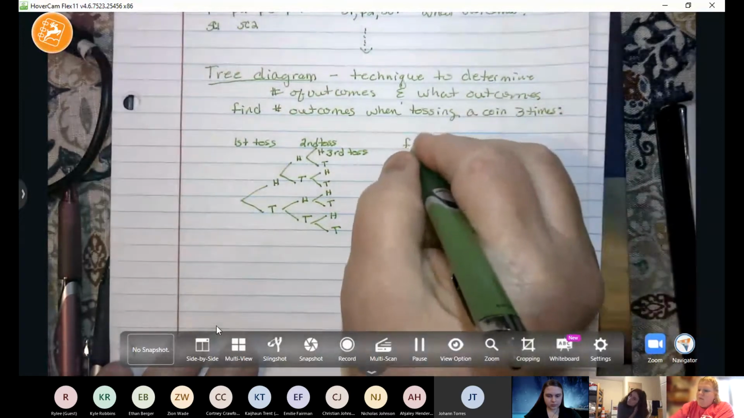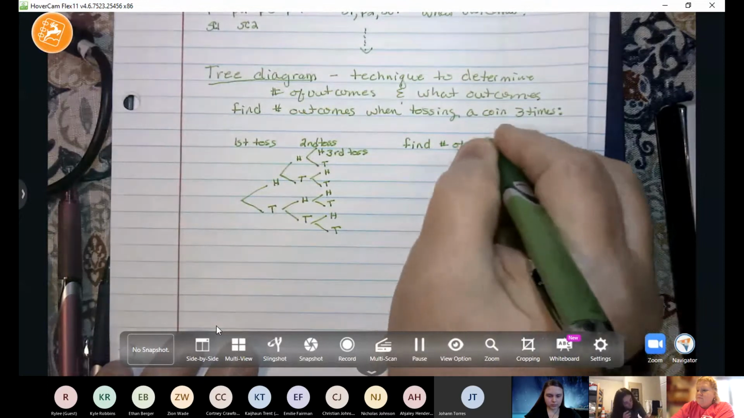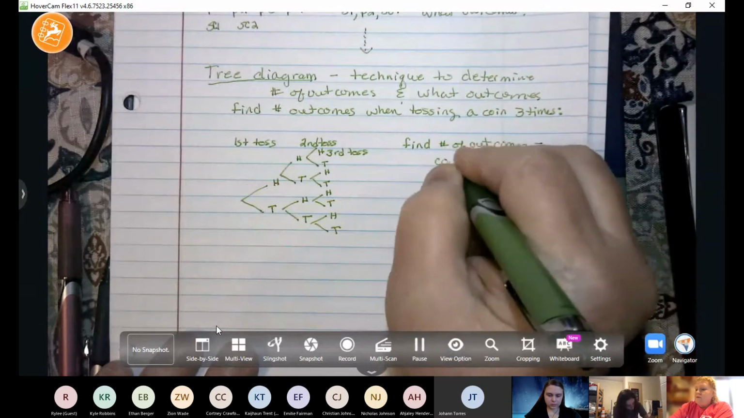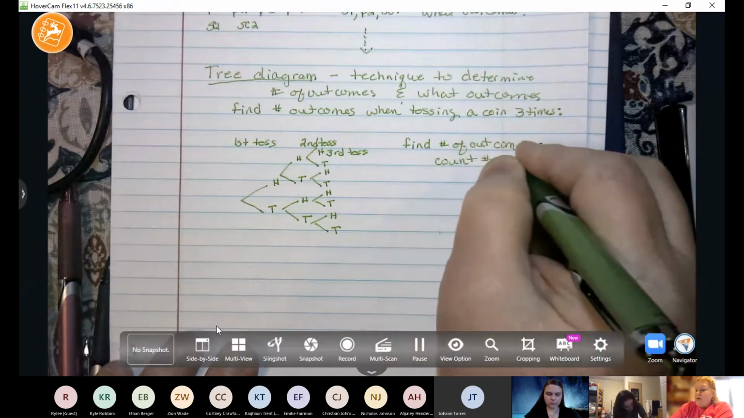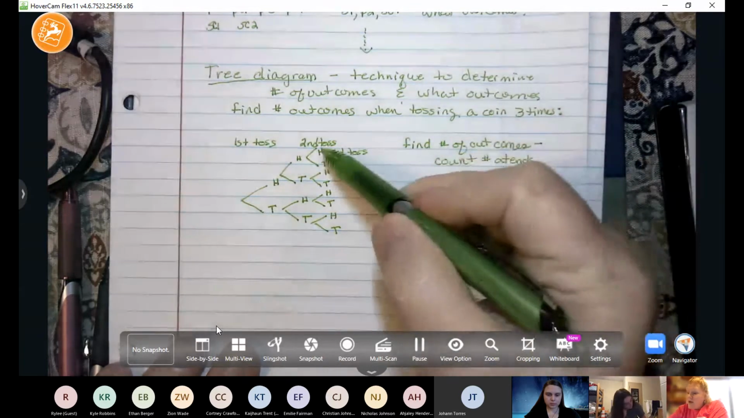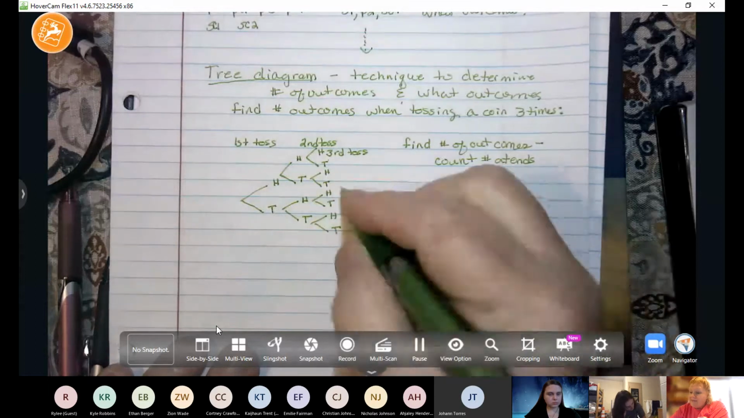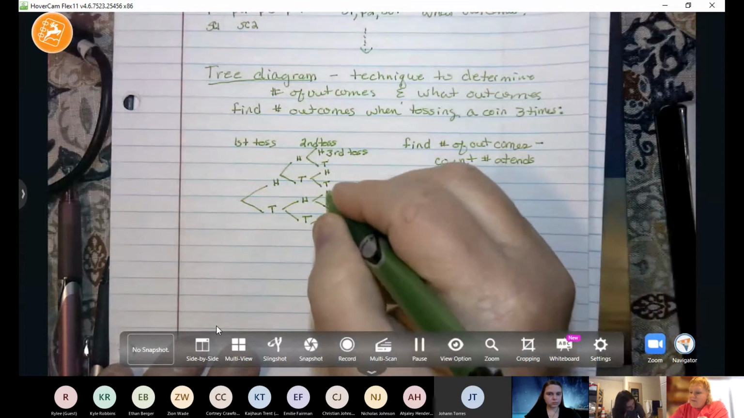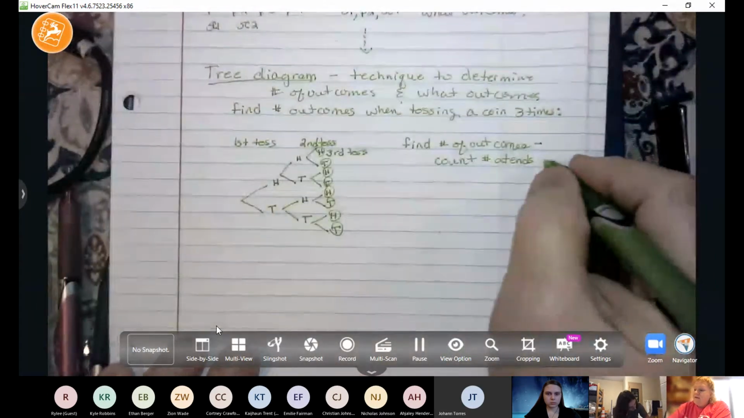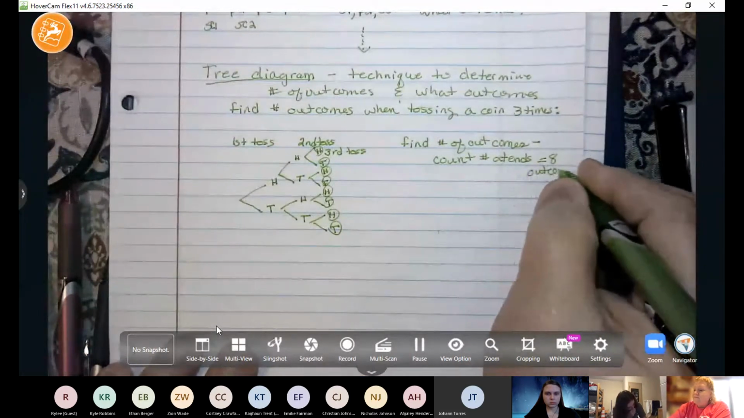To find the number of outcomes, we're going to count the number at the end. There are 1, 2, 3, 4, 5, 6, 7, 8. So if we count up all of those on the end, that gives us the total, 8 outcomes total.